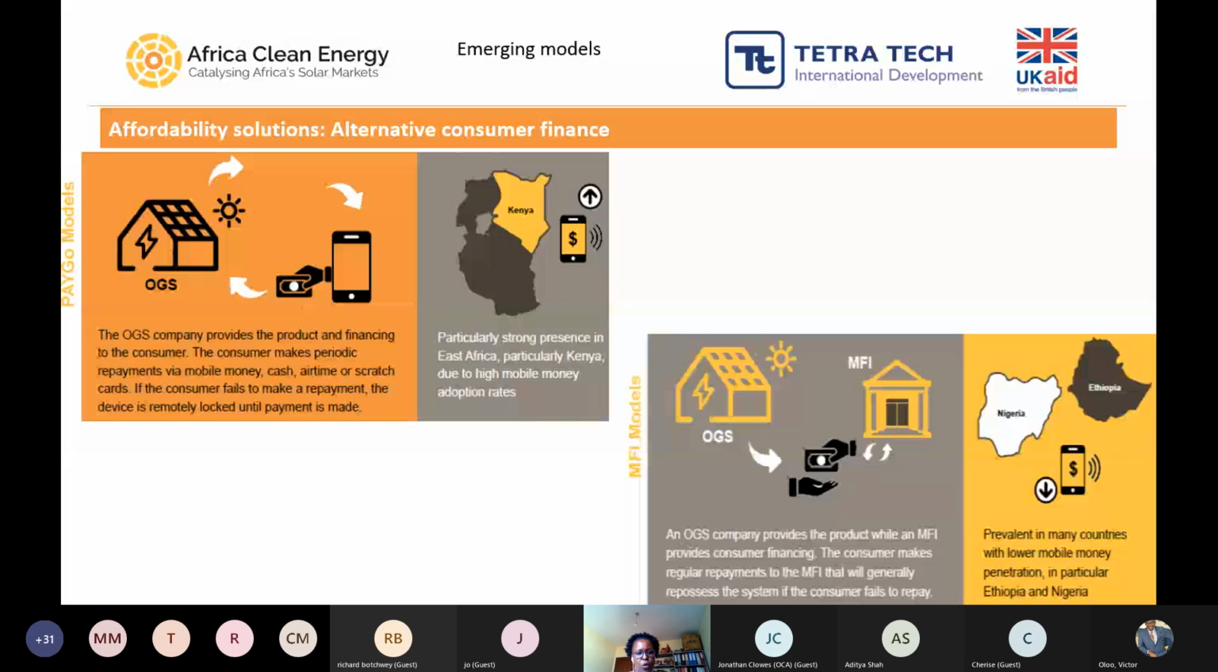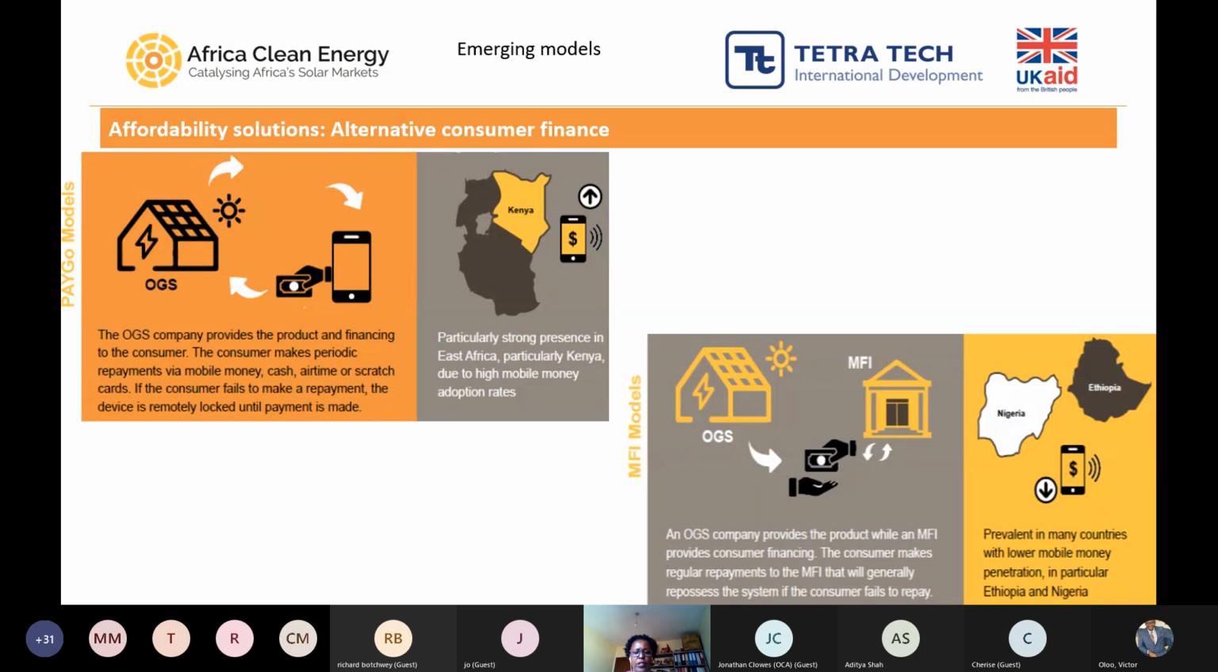these products. So we looked at several models. One is the PEGO model, which has quite a strong presence in East Africa, particularly in Kenya, due to the high mobile adoption rates. It's a well-known model and has reached a lot of rural households, but has not yet penetrated to the last mile. So we still have a gap to address with the last mile and to the end consumer.